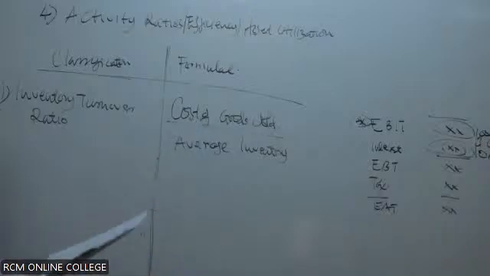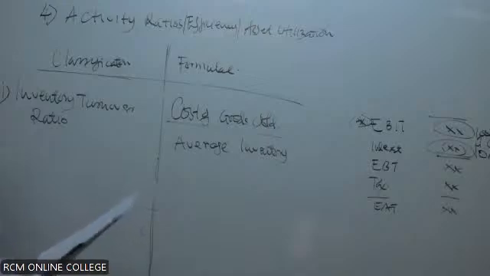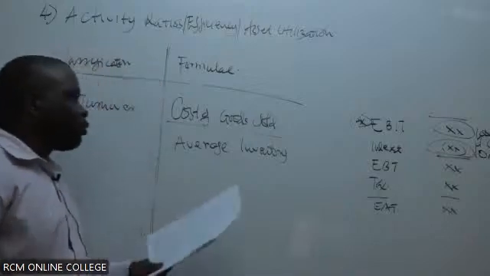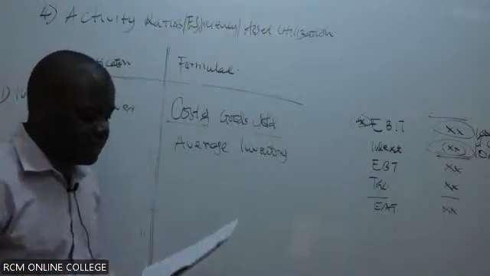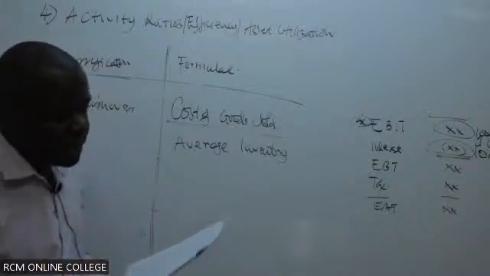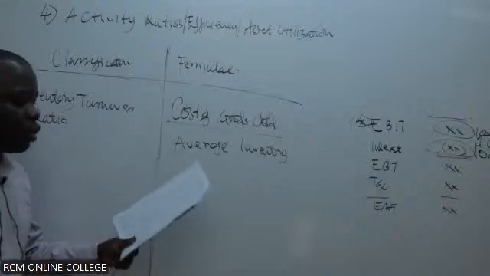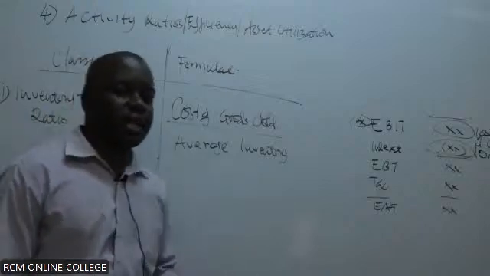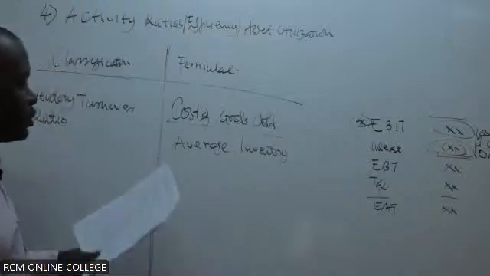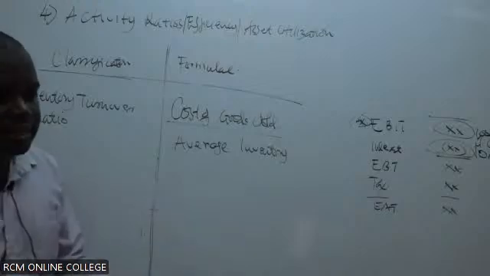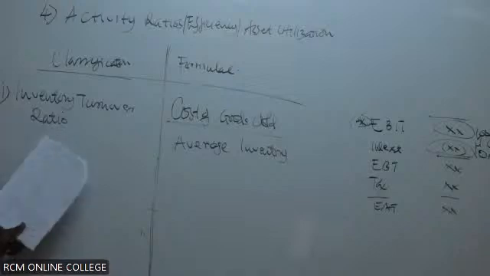So what does it indicate? It indicates the frequency with which stock is converted into sales. So how quickly are you turning over? So how quickly are you converting your purchases or stocks into sales? You compute, in this case, what? The inventory turnover ratio.